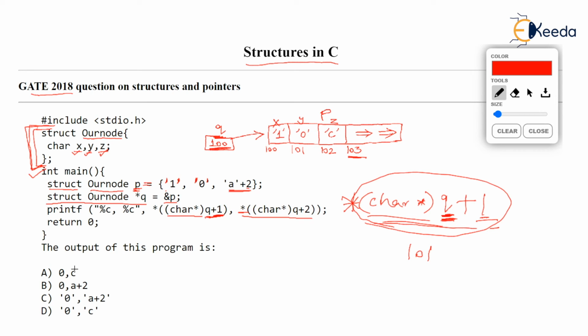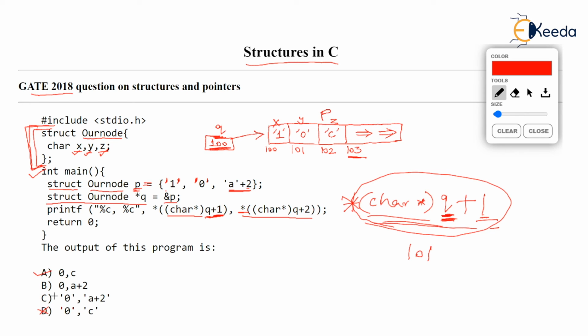First option is correct, isn't it? 0, C. The fourth option is also 0, C, but just to add complexity, they have put the quote over here. Check that they have put this quote. But you know, in the output, the quote won't be printed. When characters are printed, mere characters are printed. So there is no question of 0 getting printed on the screen with a quote symbol and C getting printed with a quote symbol. So D is out of question, although it looks quite similar to A.